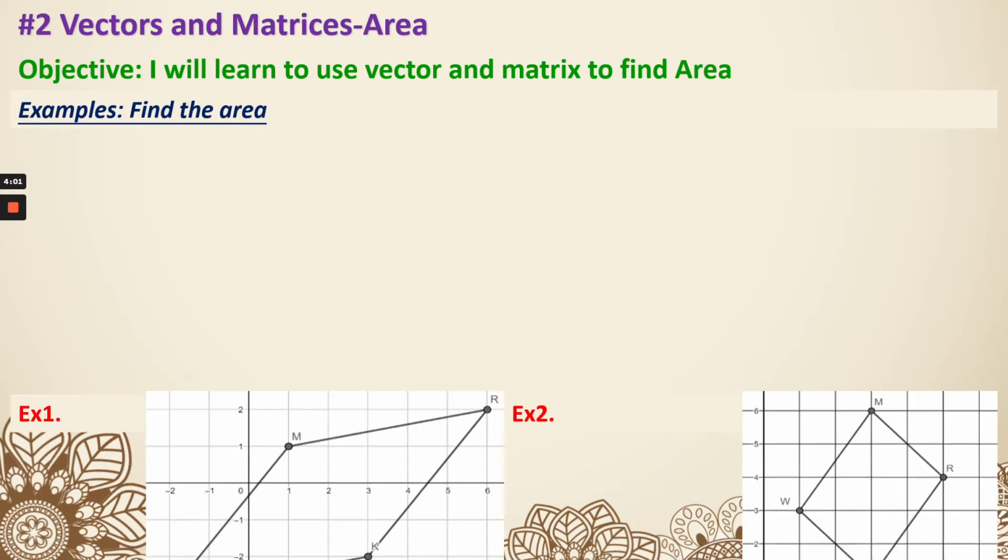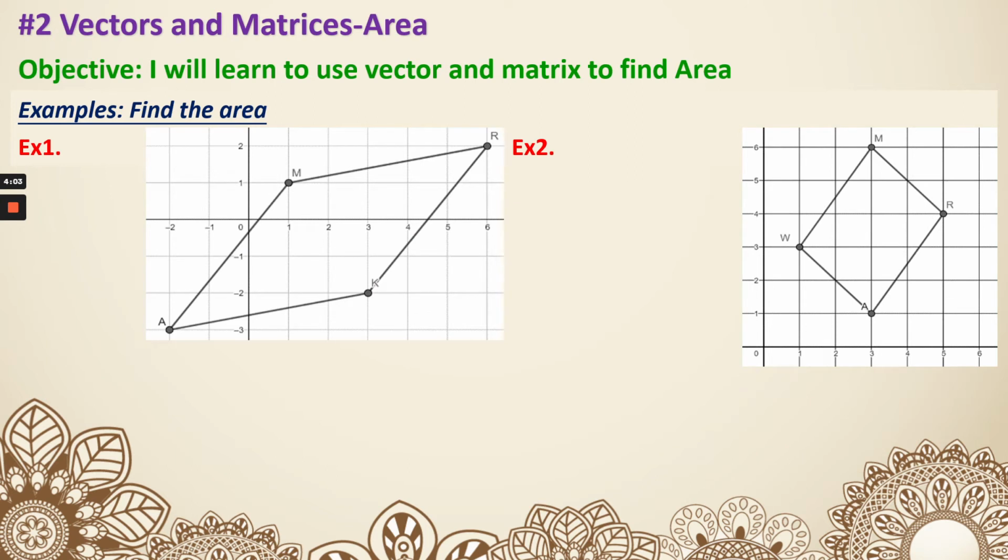Now let's do a few practice problems. Find the area. Since I already did AK and AM, this time I'm going to choose a different one. For example, I can choose MA this time. MA from M to A is left 3, then down 4. And then I can choose MR. From M to R is 1, 2, 3, 4, 5. To the right 5 and up 1.